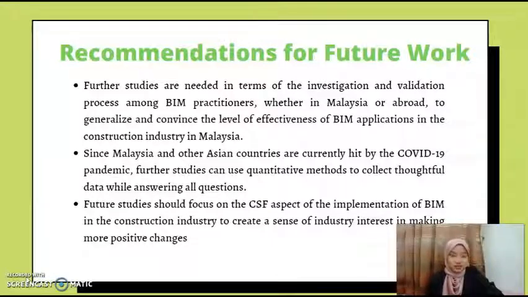Researchers can also interview more contractors or BIM practitioners to obtain more accurate and clear information, either virtually or physically, to obtain in-depth data. Further study should focus on the critical success factor aspect of the implementation of BIM in the construction industry to create a sense of industry interest in making more positive change.